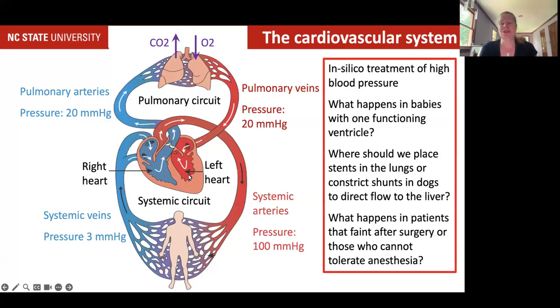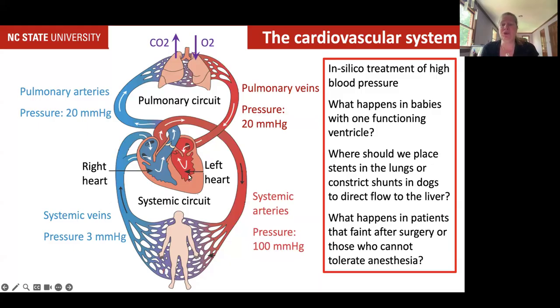So studying this system from a computational perspective, there are a lot of different questions that you can ask, and I've just listed here some of the questions that my group has been working on. Some of them we are going to be addressing today, and some of them we're not going to put so much emphasis on today. So one question you can ask is, could we do in silico, and that means using the computer, treatment of high blood pressure? This can be high blood pressure in the systemic circuit, or high blood pressure in the pulmonary circuit, and what happens in response to various treatments.